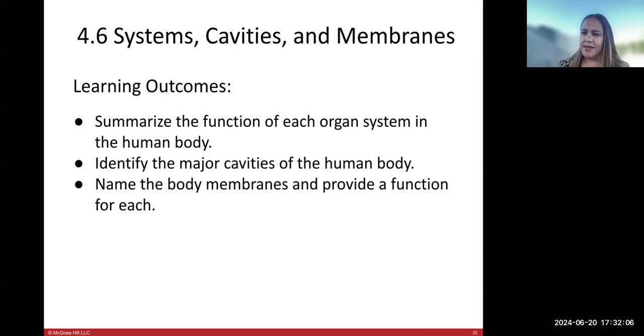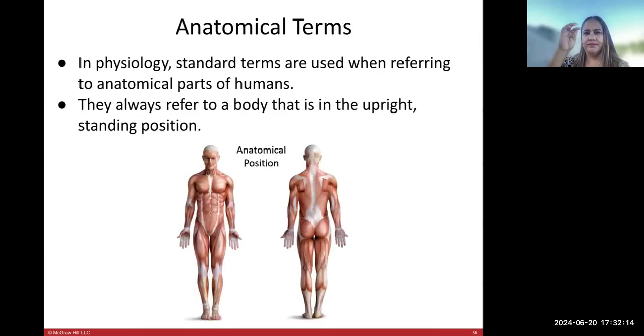Systems, cavities, and membranes. So moving up in the world, we went from tissues, talked about some organs. Now we're going to talk about systems. So when we talk about these things, we have to talk about them the right way. Those of you who have taken anatomy or have yet to take anatomy, you know anatomical terms are very, very important. So in physiology, standard terms are used when referring to anatomical parts of humans. They always refer to a body that is in the upright standing position. This is called the anatomical position.